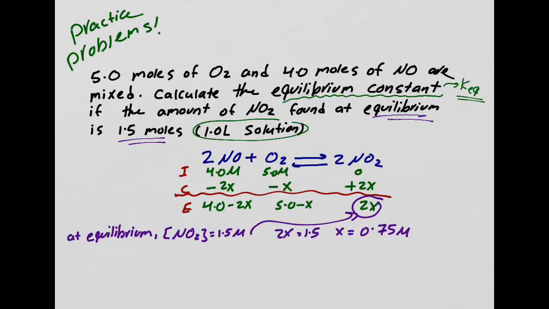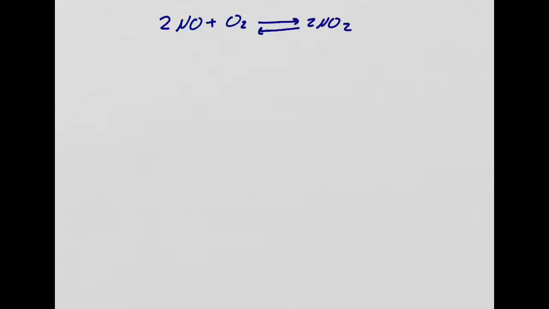Now, the question asks you for the equilibrium constant, right? And the piece of information we have is X. So, let's go to the next page. What is going to be my equilibrium constant? It's going to be concentration of NO2 to the power of 2 over concentration of NO to the power of 2 times concentration of O2 to the power of 1. So now I have to figure out all these concentrations and plug them in to get K equilibrium. Now, let's do this.